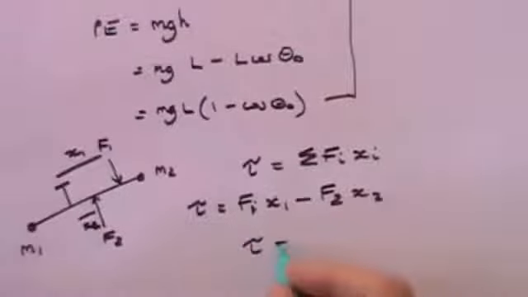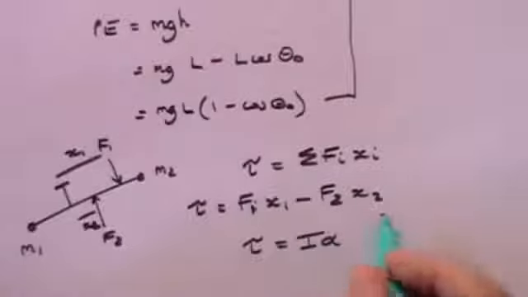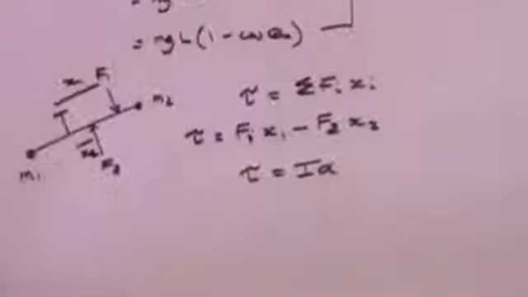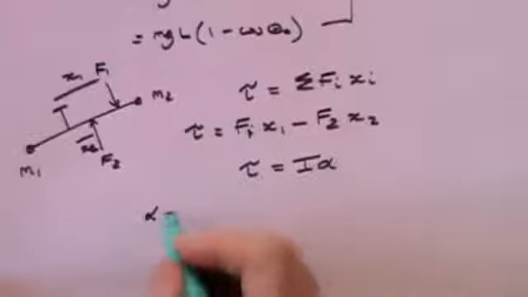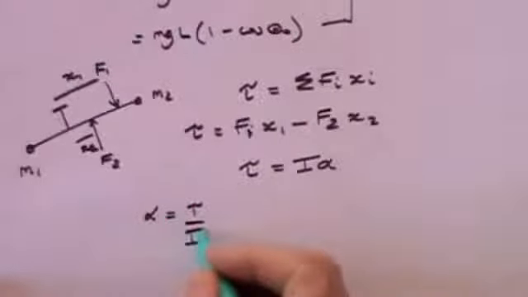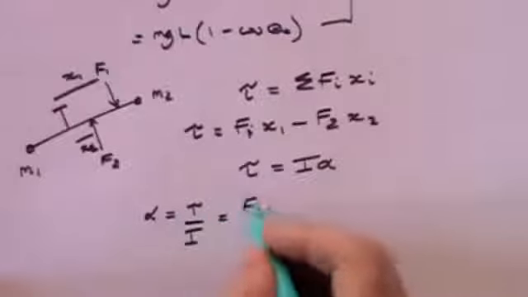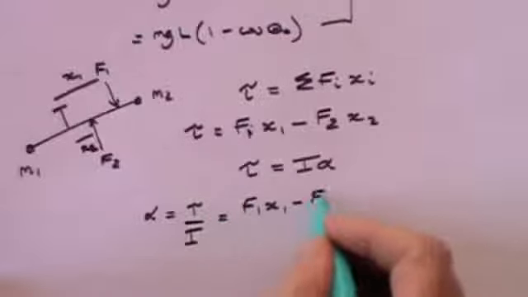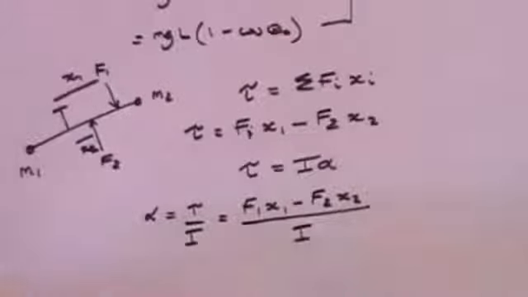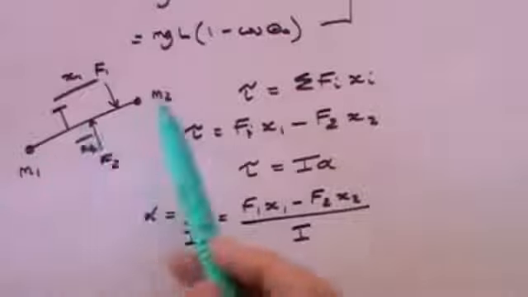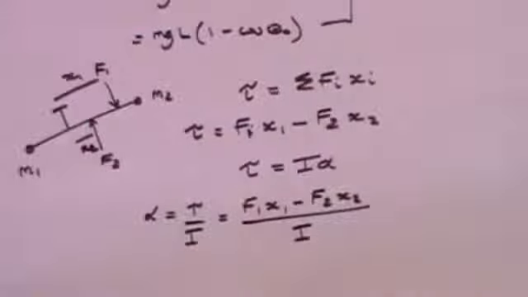We remind ourselves that tau is equal to I alpha. We showed that earlier, which means that alpha, the angular acceleration, is equal to tau divided by I, and that is going to be F1 x1 minus F2 x2 divided by the moment of inertia. So that's the way you can determine the angular acceleration of a system like this, if, of course, you know the moment of inertia, and that's what we're coming on to.